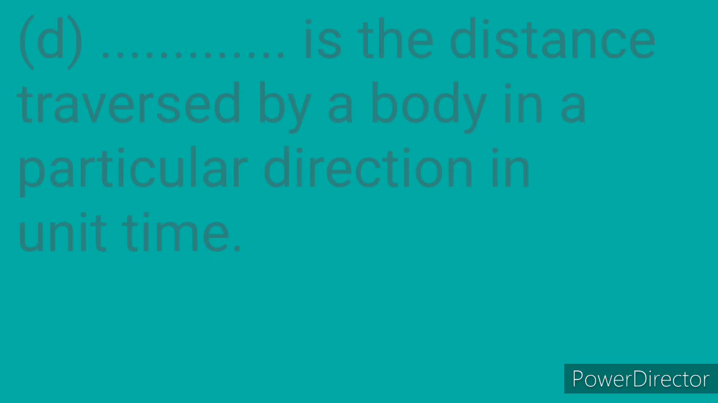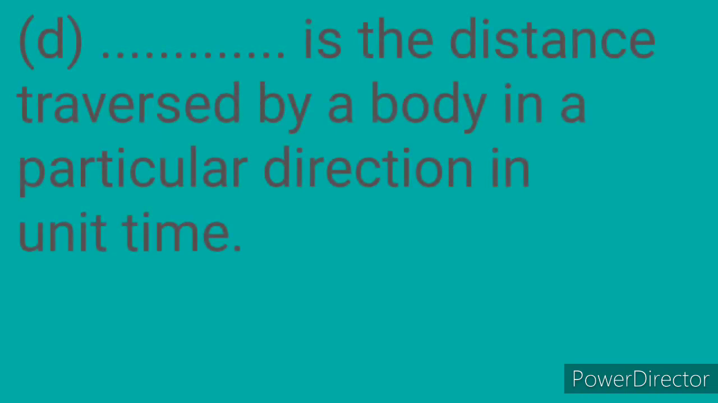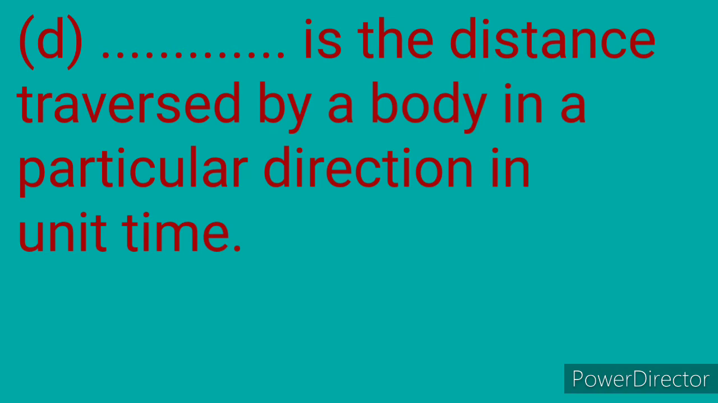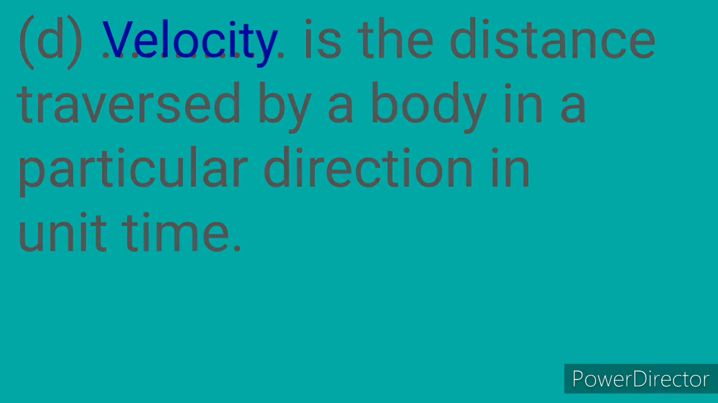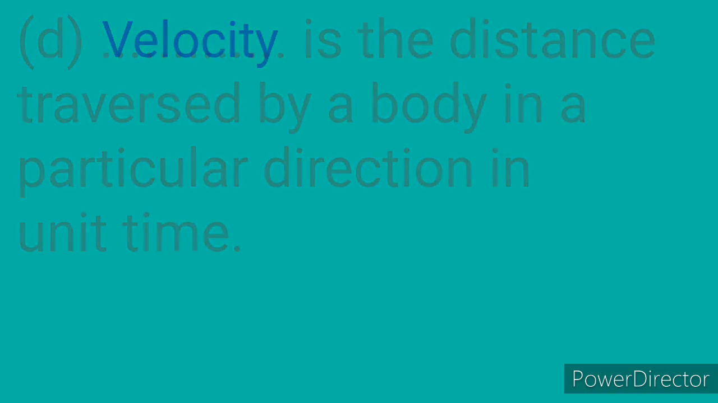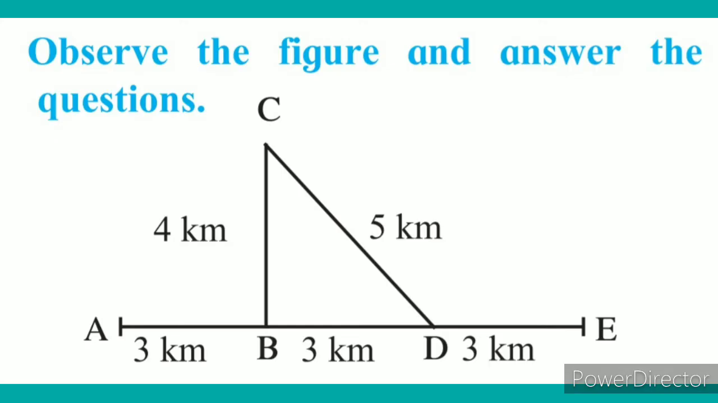Now the next blank is: the distance traversed by a body in a particular direction in unit time. We know that when direction is specified, we call it the velocity. So velocity is the distance traversed by a body in a particular direction. Next question is: observe the figure and answer the questions. A figure is given and you have to observe it and answer the given questions.